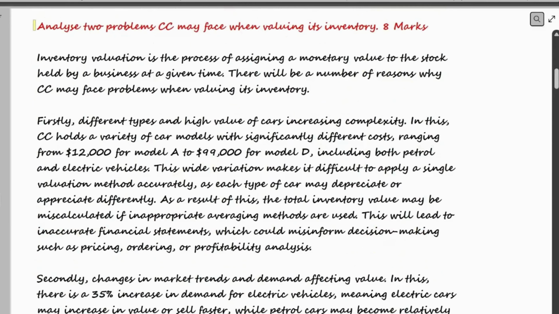Next question, analyze, examine the command word. 2 problems CC may face when valuing its inventory. Now there was a little trick over here, valuing its inventory. Okay, fine. First, we need to define: inventory valuation is the process of assigning a monetary value to the stock held by a business at a given time. Now most of the students have defined inventory and they have ignored the valuing of the inventory part. Now the connecting statement: there will be a number of reasons why CC may face problems when valuing its inventory.